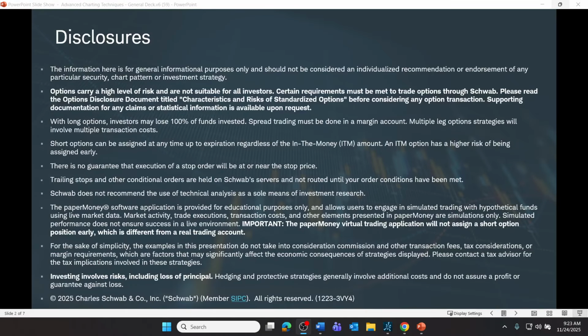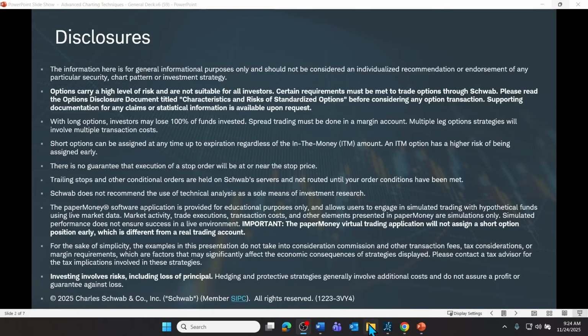So as we dive into this, we of course need to consider the risks associated with trading and investing. Bear these important disclosures in mind. The information here is for general informational purposes only and should not be considered an individualized recommendation or endorsement of any particular security, chart pattern, or investment strategy. Schwab does not recommend the use of technical analysis as a sole means of investment or research, and investing involves risks, including the loss of principal.